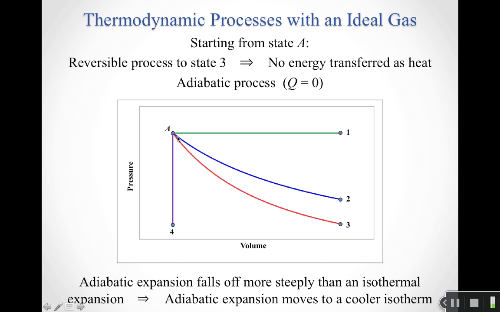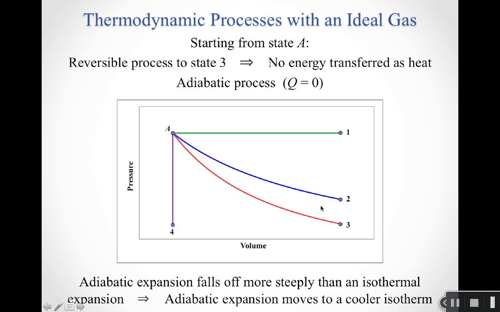So the last special process we've got is if we start at state A and proceed to state 3. And this is our adiabatic process. So again, this is the process where no energy is being transferred into or out of the gas as heat. So here, going from A to 3, we have an adiabatic expansion. If we went from 3 to A, we would have an adiabatic compression. The key thing to note is that an adiabatic expansion falls off more steeply than an isothermal expansion.